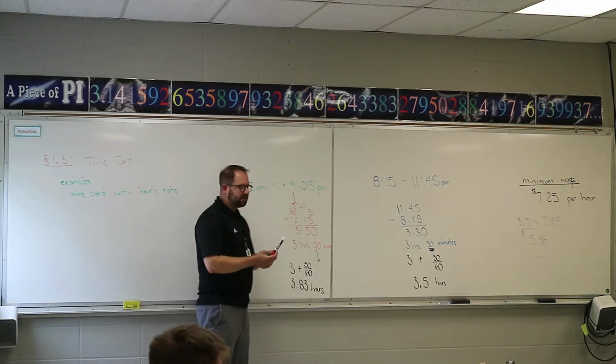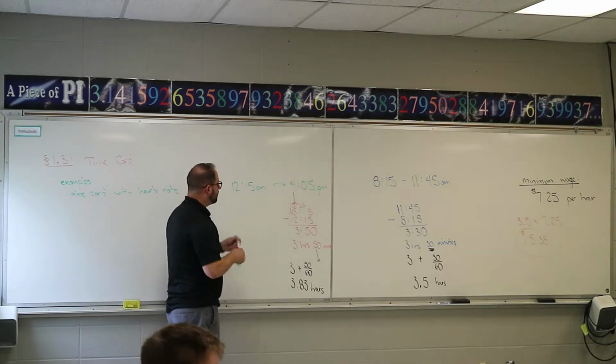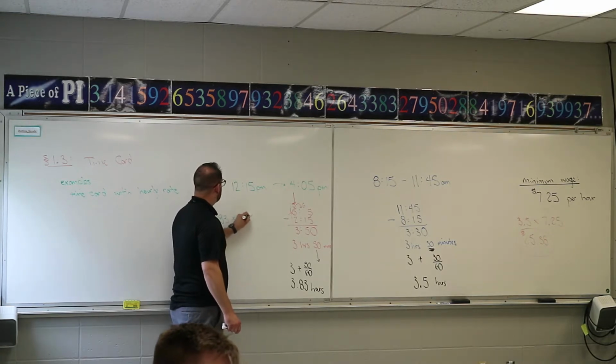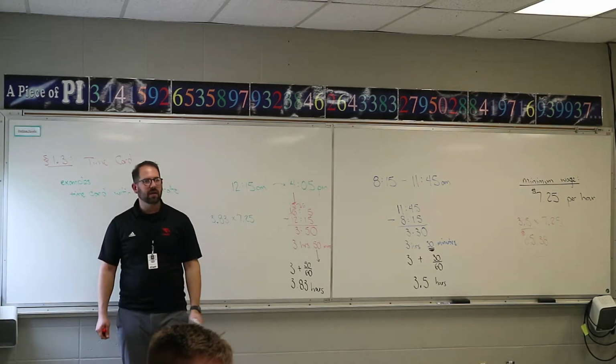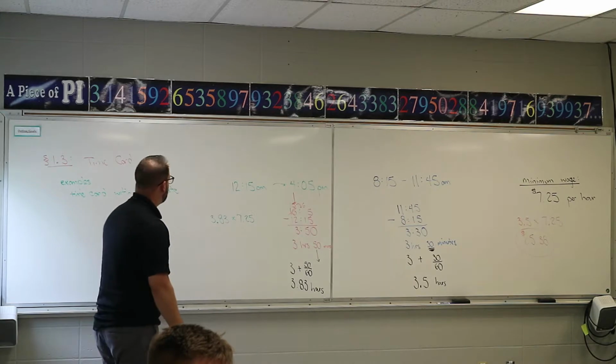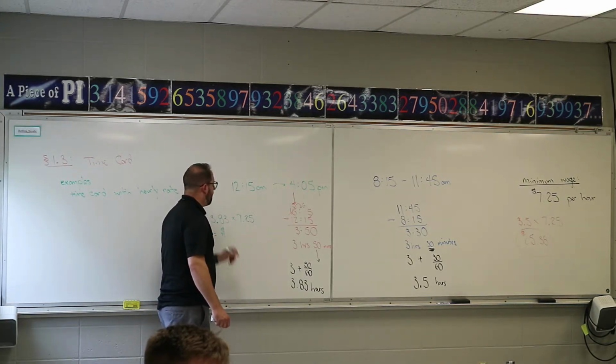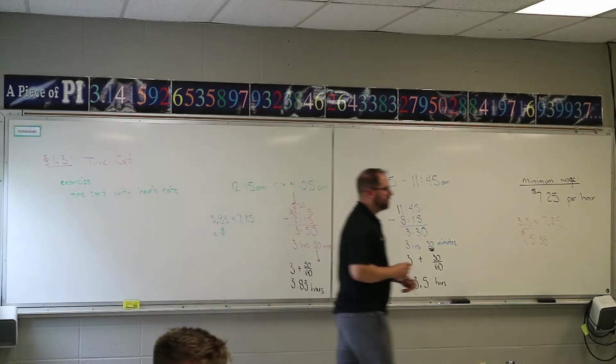The last step is you have to figure out what your pay is. So you still take your hours times whatever your hourly rate is. We're going to assume minimum wage. So $7.25 times 3.83. You're going to multiply this. This will be your pay for that day. I'm expecting it to be around 25.